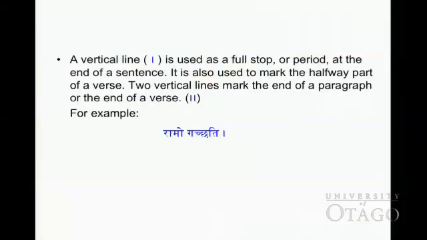Then another mark. This is the vertical line. One vertical line is used as a full stop or period at the end of a sentence. It is also used to mark a halfway part of a verse. Two vertical lines mark the end of a paragraph or the end of a verse. For example, one line for a simple sentence is a full stop. But in scripture, when you read a verse or prose, you use one vertical line and two vertical lines, as we explain here.